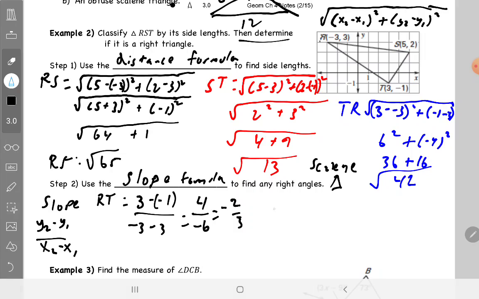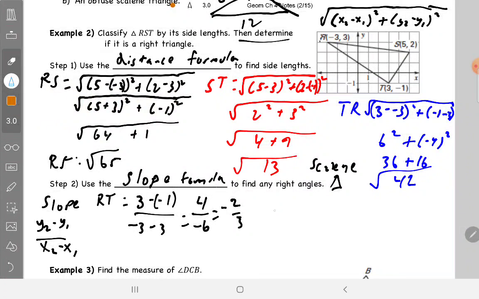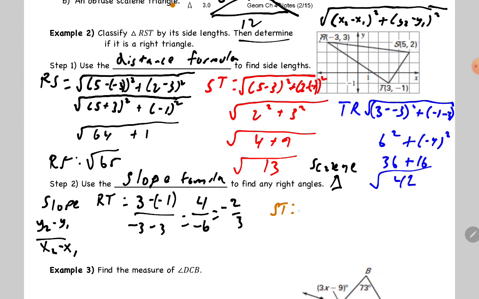Now, what's next? ST. So the slope of ST, top minus bottom again, over 5 minus 3. So 2 plus 1 is 3 over 2.